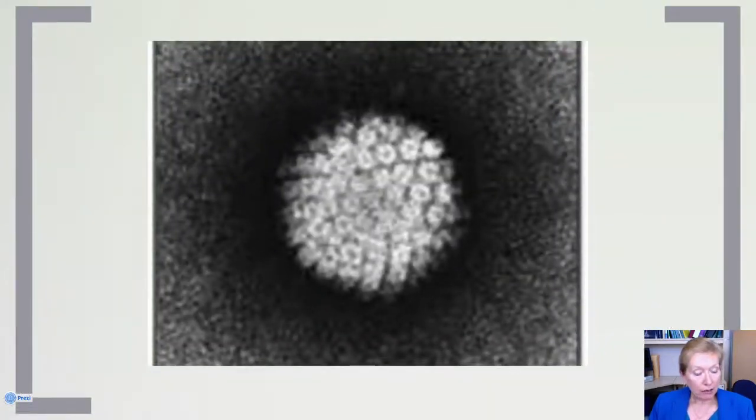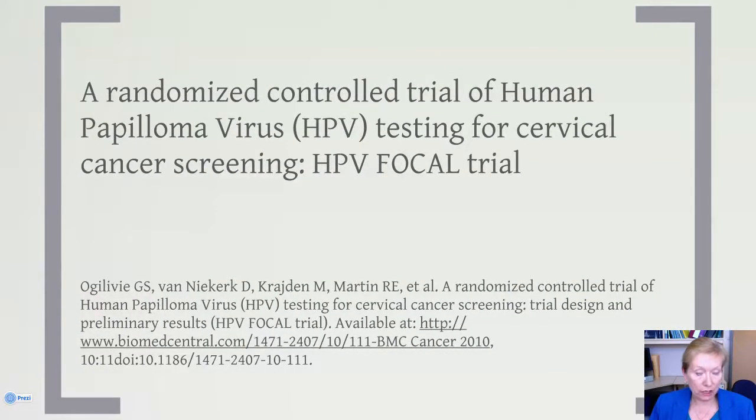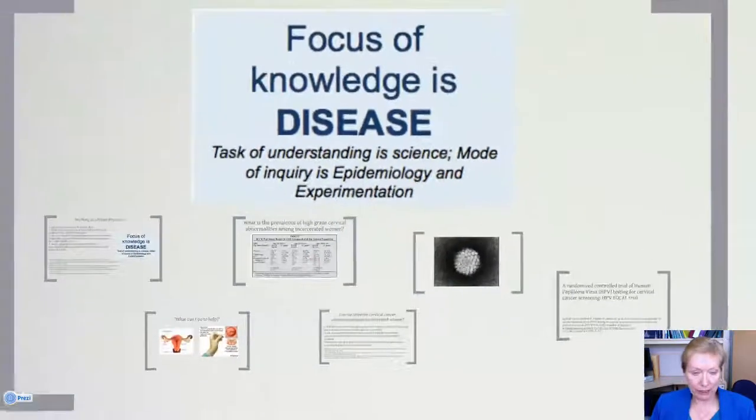And then along comes HPV as being the real cause of cervical cancer, and so I got involved in a more traditional randomized controlled trial, comparing HPV testing for cervical cancer to traditional pap smear screening. So those were all very traditional kind of research questions and research modes of working.